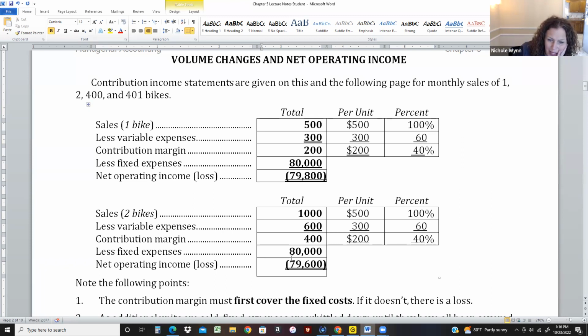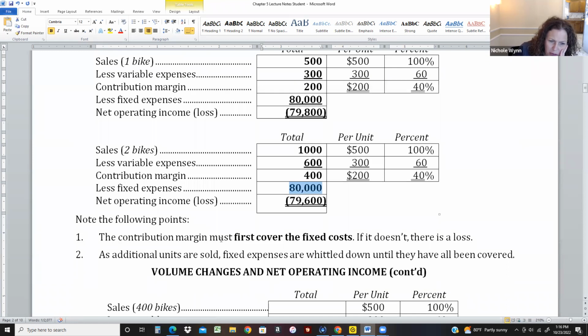So what's happening here is every time I sell another bike, I'm trying to cover the fixed costs. And if I don't cover the fixed costs, I'm going to have a loss. And so if I did 3 bikes, then it would be 1,500 and 900 and 600 and 80,000 and 79.4 as a negative. And if I sold 4 bikes, then it would be 2,000 and 1,200 and 800. And then I would have a loss of 79.2. And I would just keep trying to sell enough bikes to be able to cover that fixed cost.